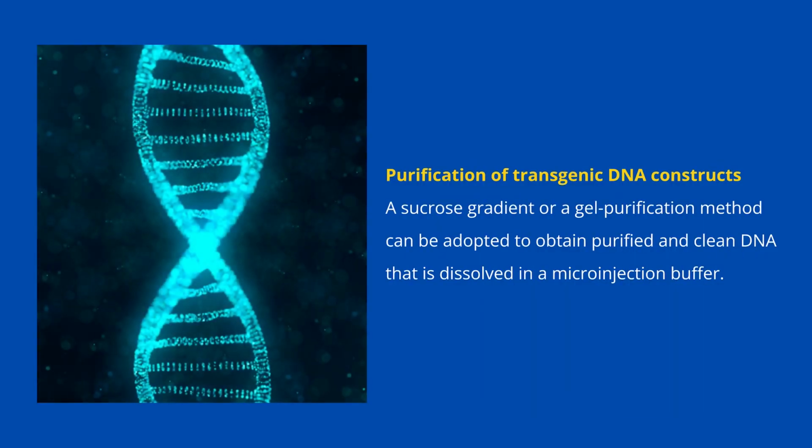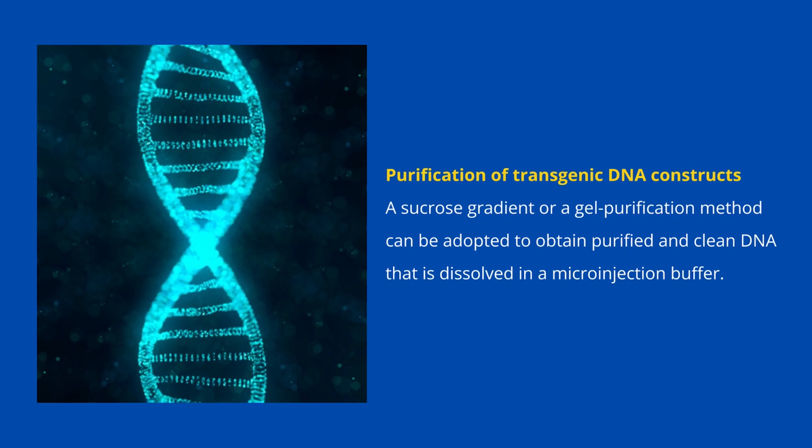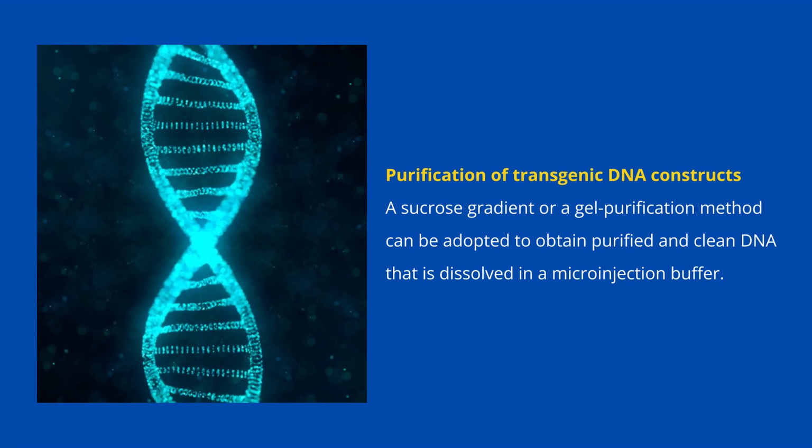For purification of transgenic DNA constructs, a sucrose gradient or a gel purification method can be adopted to obtain purified and clean DNA that is dissolved in a microinjection buffer. So, methods of creation of transgenic animals: first is retrovirus mediated transgenesis, second is pronuclear microinjection, third is the embryonic stem cell method, and fourth is nuclear transfer.